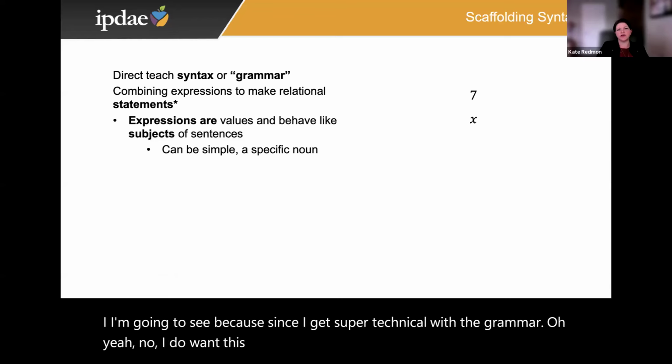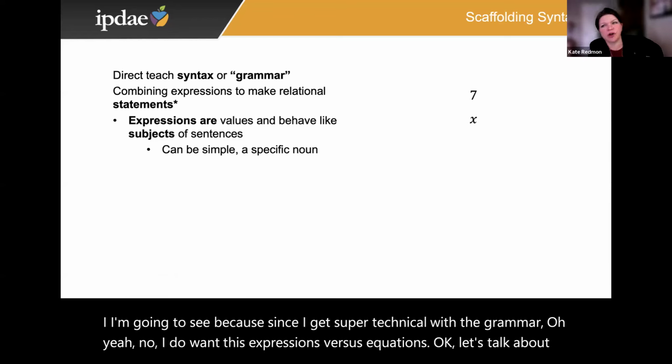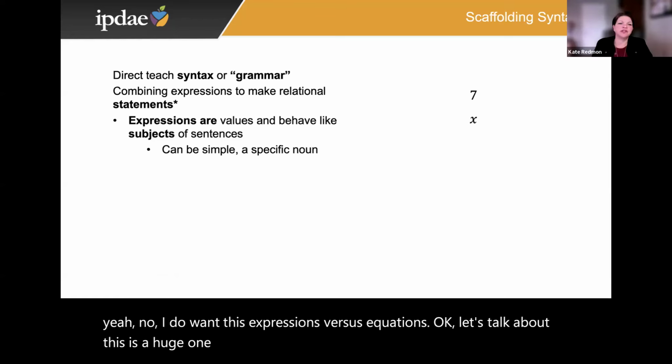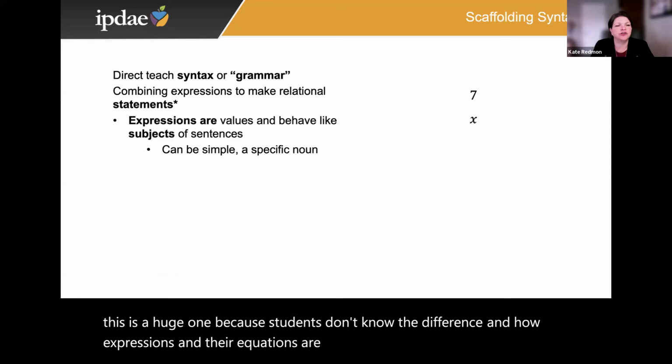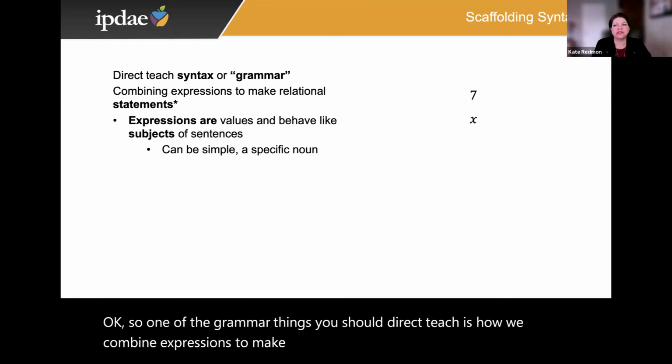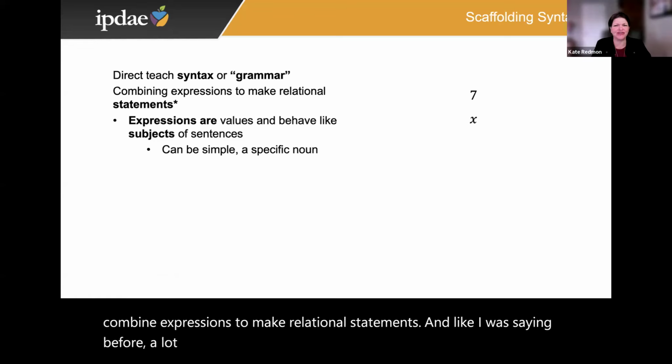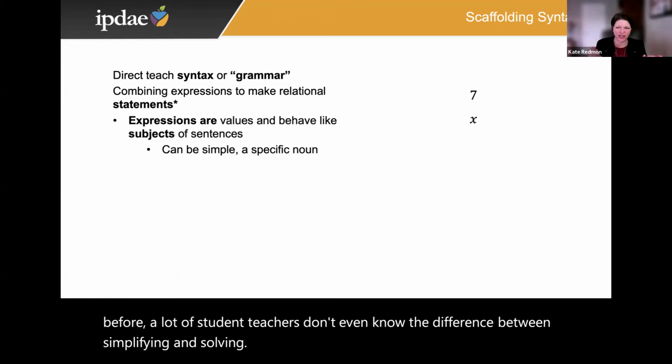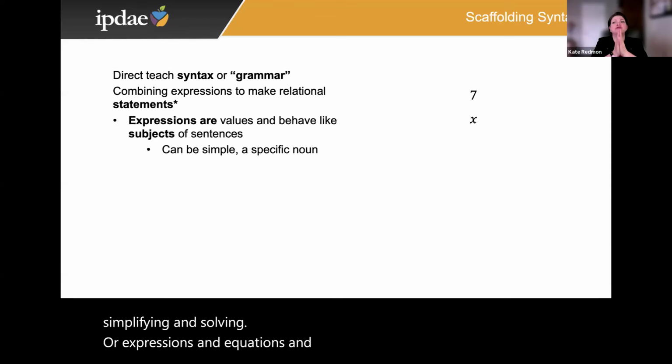Expressions versus equations. Okay, let's talk about this. This is a huge one, because students don't know the difference and how expressions and equations are built. So this is a good use of our time. One of the grammar things you should direct teach is how we combine expressions to make relational statements. And like I was saying before, a lot of teachers don't even know the difference between simplifying and solving, or expressions and equations. And that's this big, huge, crucial difference for students.